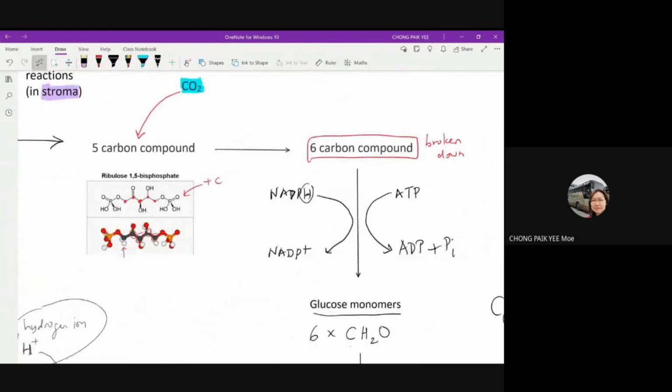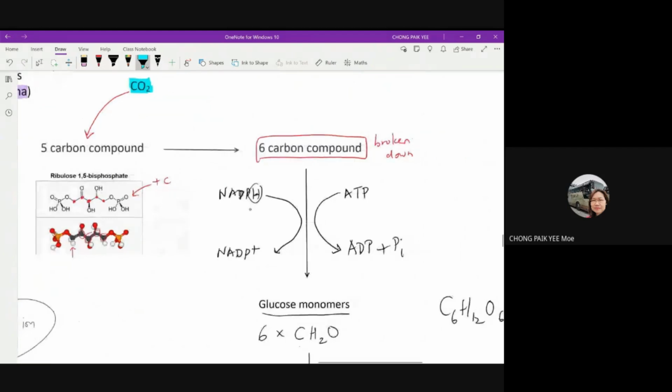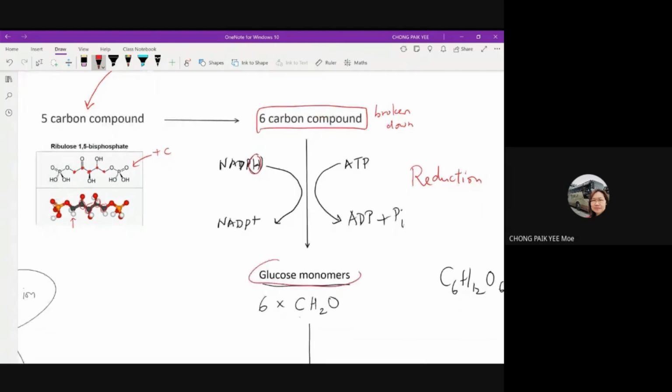How is it broken down? Okay, number 2 in your textbook. NADP and ATP from the light-dependent reaction reduces. So this reaction is a reduction. Reduction, you will see it later when you learn in your chemistry. What is this process called? Reduction and oxidation. Reduction means when it receives hydrogen, this molecule is reduced. So you will see it receives hydrogen. So this molecule, the 6-carbon compound, is going to be broken down. Okay, it is reduced in order to form glucose monomers.